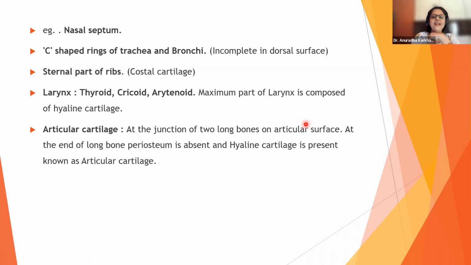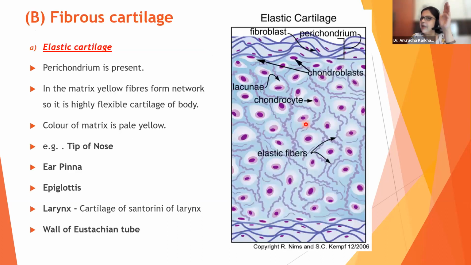Right? Yes. So all these are the locations where the hyaline cartilage is going to be found. Now you will know the difference between hyaline and fibrous cartilage. Look over here. This is fibrous cartilage. Now it's going to have what? See, fibers scattered everywhere, and these are elastic fibers.